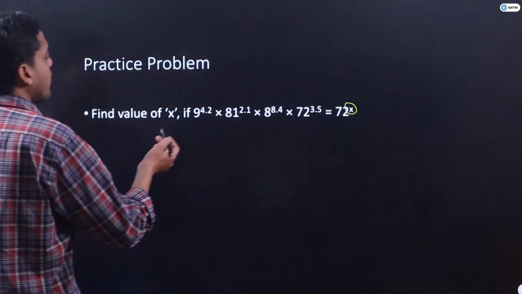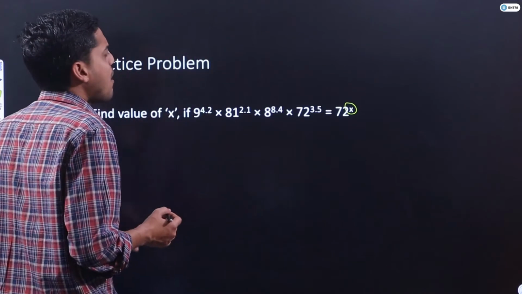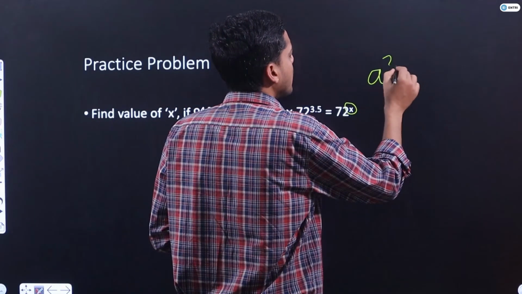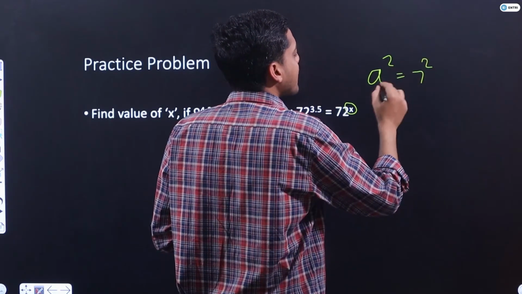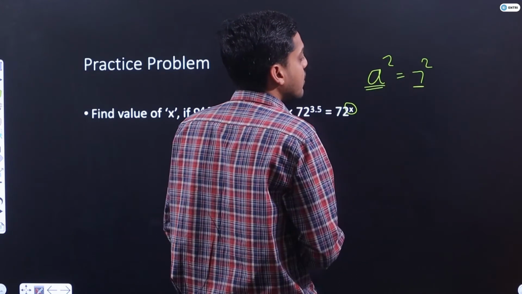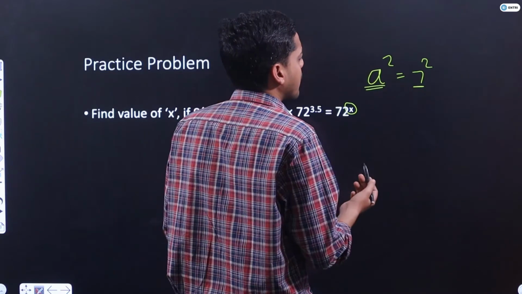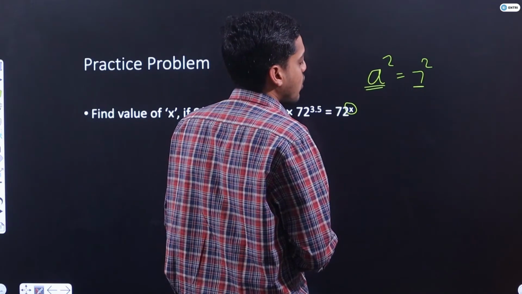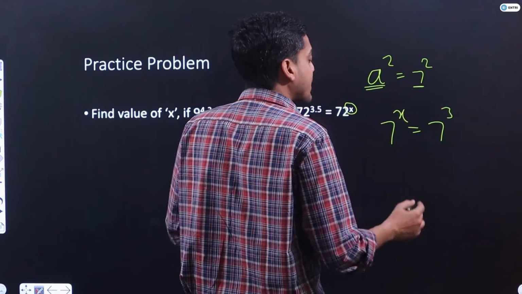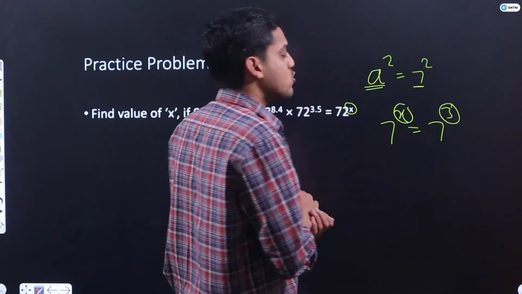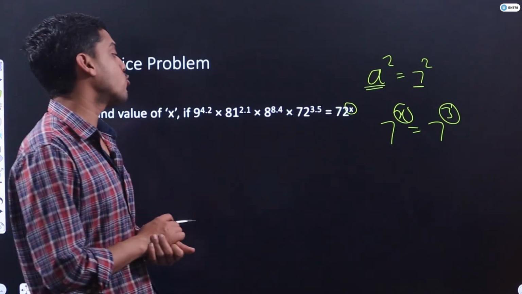Now guys, 9 is to the power 4.2. So what is the basic rule of surds and indices, guys? If I am writing a is to the power 2 is equal to 7 square, if the powers are same, the base will also be same. It should be clear, like here a equal to 7, we can conclude. And if I am having 7 to the power x is equal to 7 to the power 3, it means we are damn sure x equal to 3 only, yes or no guys? x equal to 3 only, that's it.